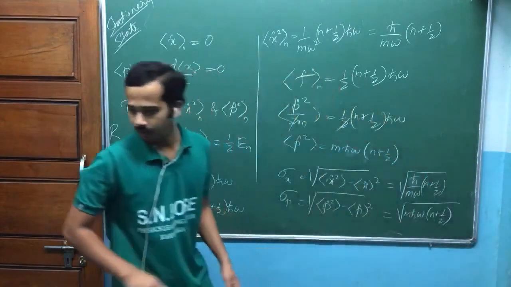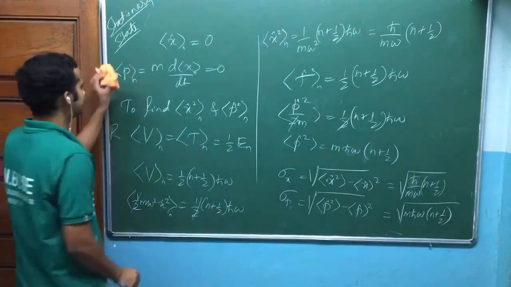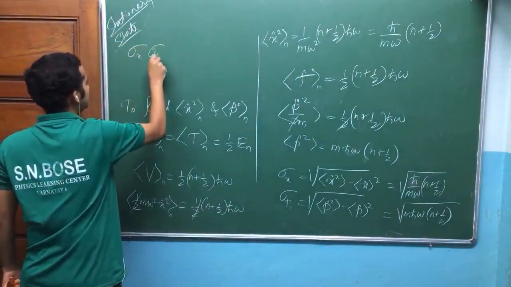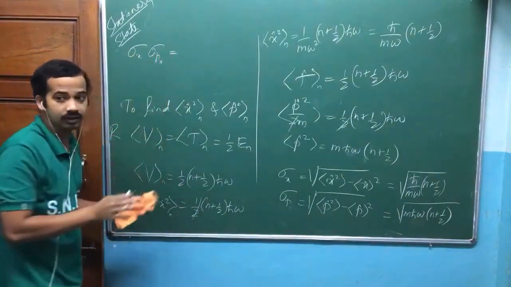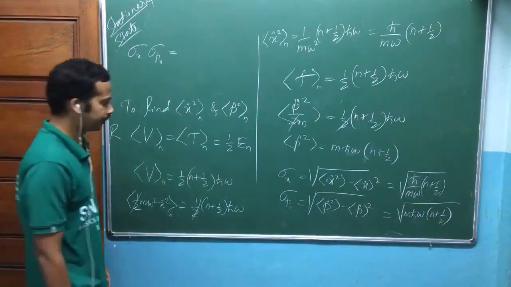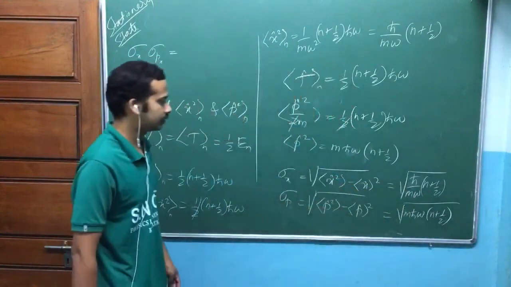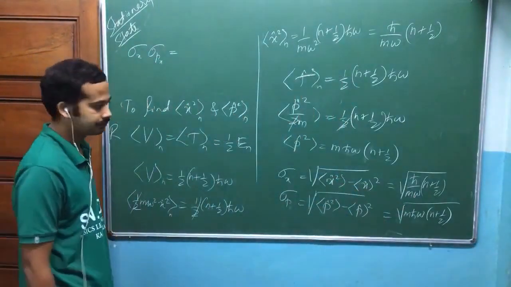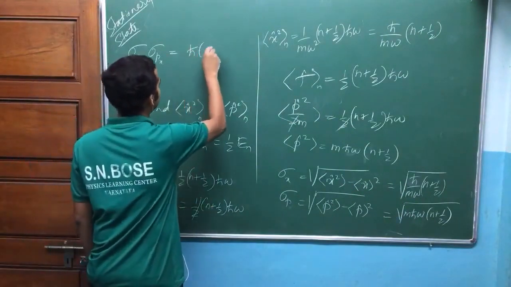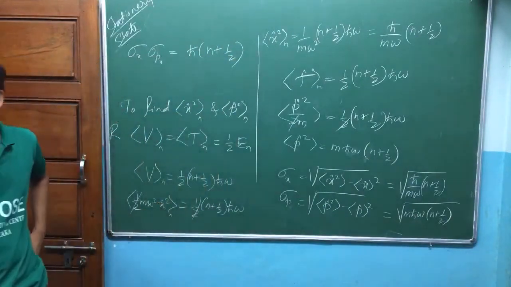Now multiply them. Uncertainty product, can I call it like that? Sigma x into sigma px. I am finding that one, and later we shall check whether it is greater than h bar by 2 or not. That's equal to h bar square, m omega will get cancelled, n plus half the whole square. Under root again, you will get h bar into n plus half. Always greater than h bar by 2.